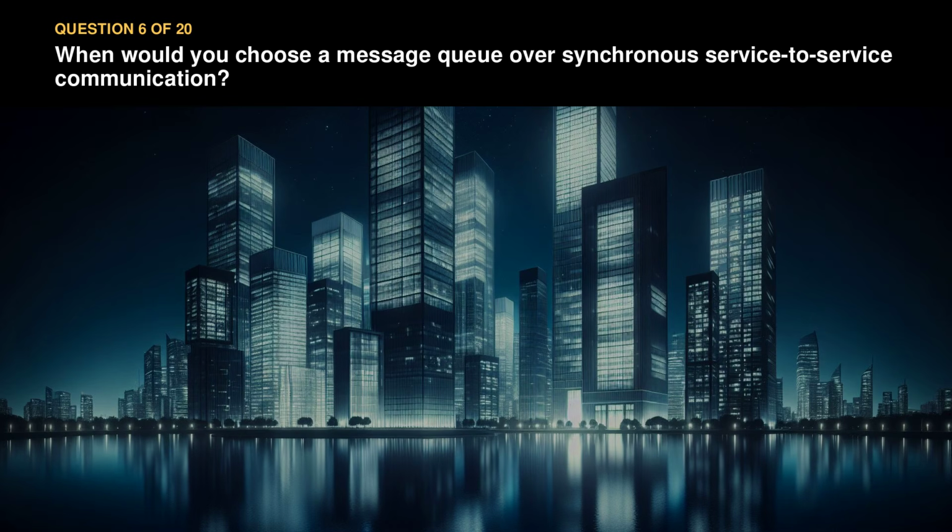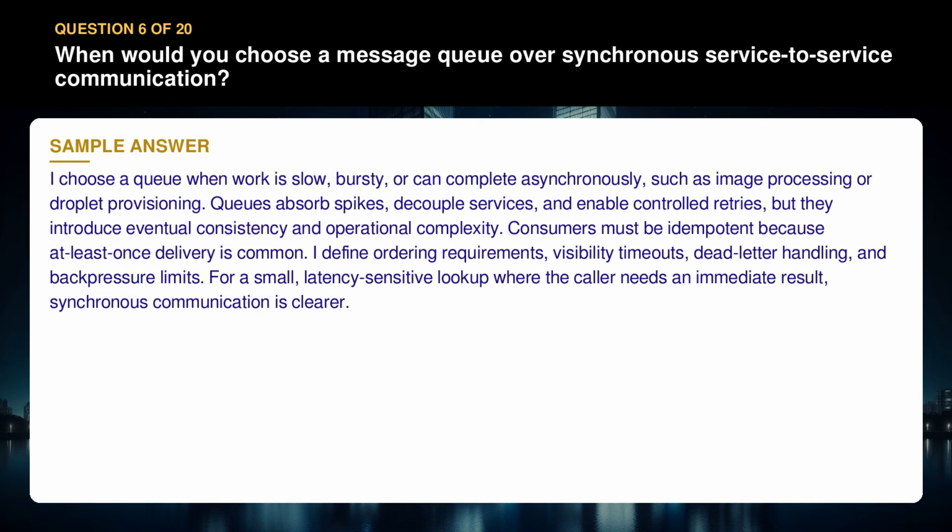Question 6. When would you choose a message queue over synchronous service-to-service communication? I choose a queue when work is slow, bursty, or can complete asynchronously, such as image processing or droplet provisioning. Queues absorb spikes, decouple services, and enable controlled retries, but they introduce eventual consistency and operational complexity. Consumers must be idempotent because at-least-once delivery is common. I define ordering requirements, visibility timeouts, dead letter handling, and backpressure limits.